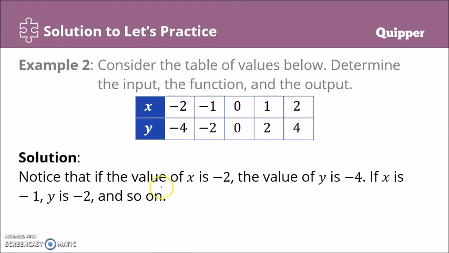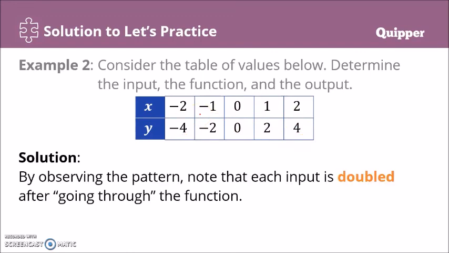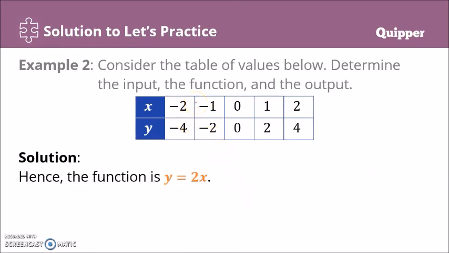Okay, notice that if the value of x is -2, ayan, the value of y is -4. If x is -1, the value of y is -2. And so, if it's 1, it's 2. If it's 2, it's 4. Notice that parang times 2 lang, di ba? Times 2 lang. So, by observing the pattern, note that each input is doubled after going through the function. Gidouble lang siya, times 2 lang siya. And so, therefore, the function is y equals 2x. Ibig sabihin, you get the value of y by multiplying 2 to the value of x.